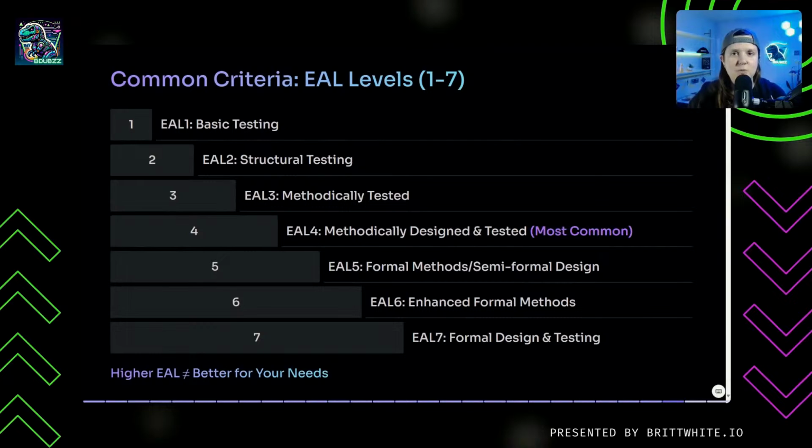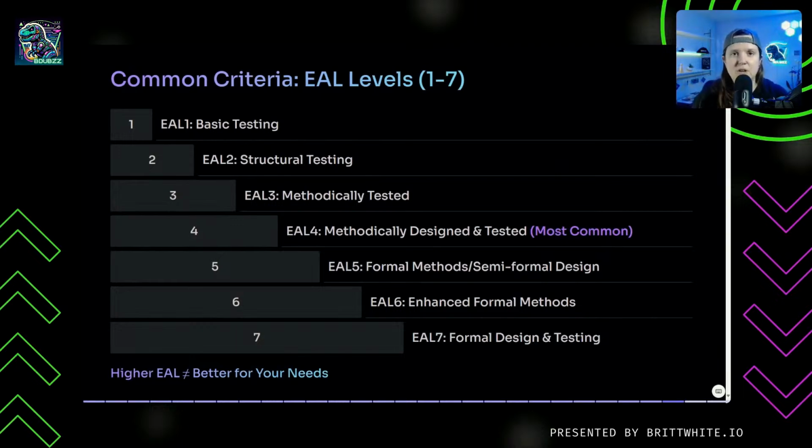EAL 4 is what you'll see most often in commercial products. It hits that sweet spot between good security and practicality. It shows that the vendor has followed a methodical design process and has performed thorough testing and independent review.